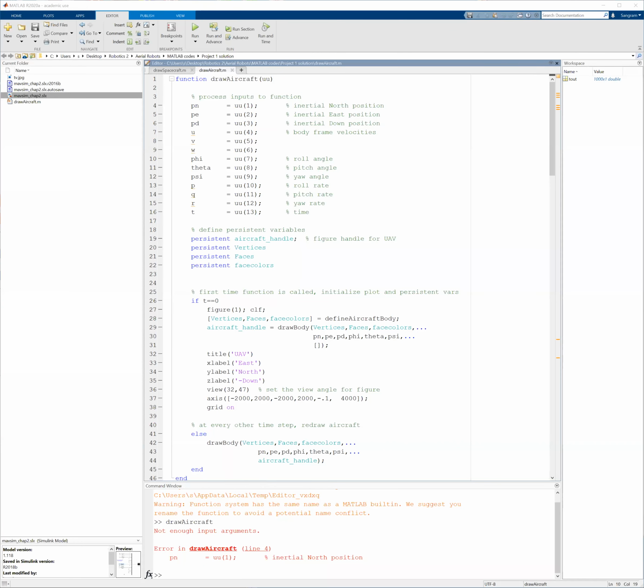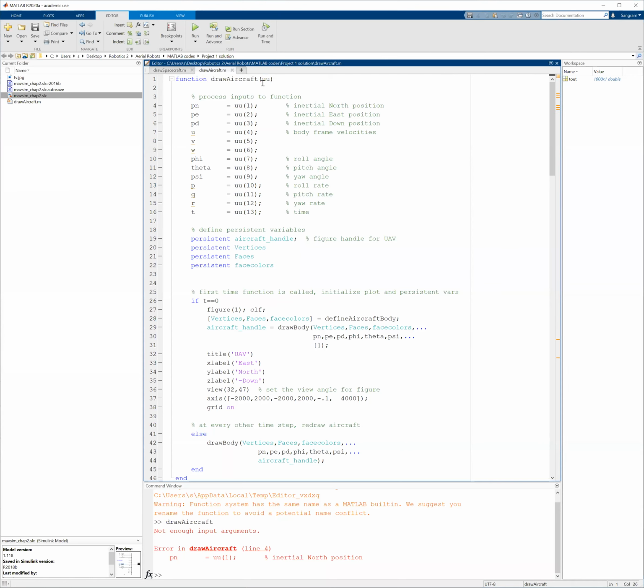Okay, can you see my screen? All right, so I'm going to go step by step through the code, and I will show you the Simulink file. So the first function is draw aircraft, and this function needs inputs. The function has no output.